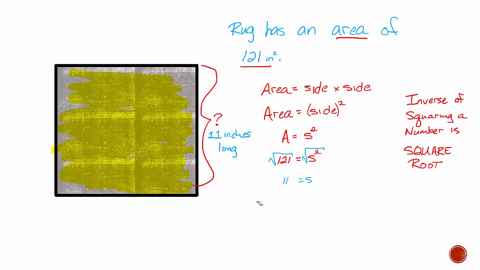So if you are given the area of a square, you can now find the length of one side using what you know about square roots. Stay tuned for part 2.